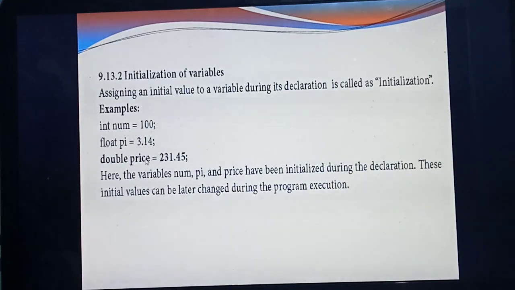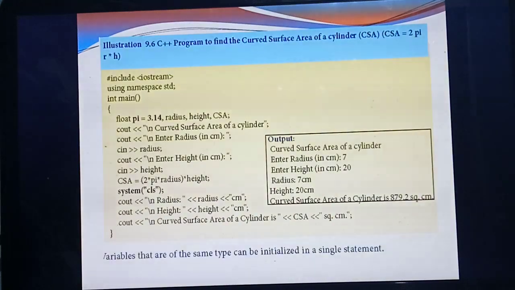But each variable, what are the variables? num, pi and price. Okay, 3 variables. For these 3 variables, you are giving some initial values. These are the initial values, 100, 3.14, 231.45. So during declaration itself, you are giving some values. This one we call initialization. Understand? These values you can change during the execution of the program also. Understood?